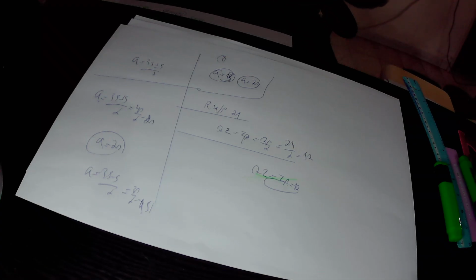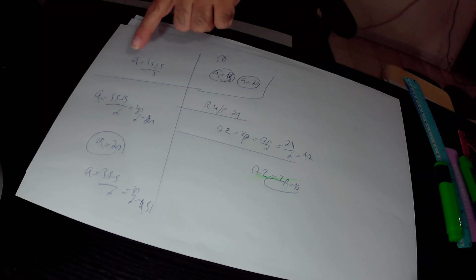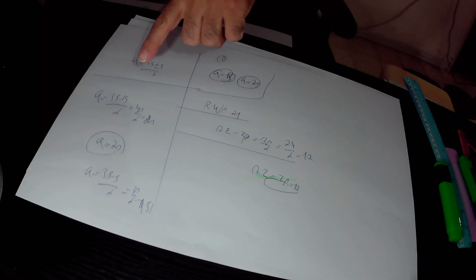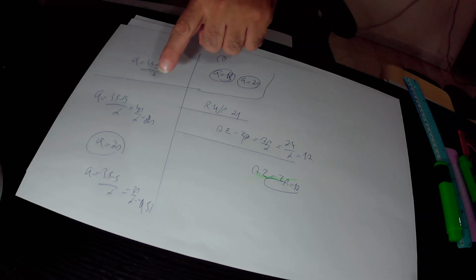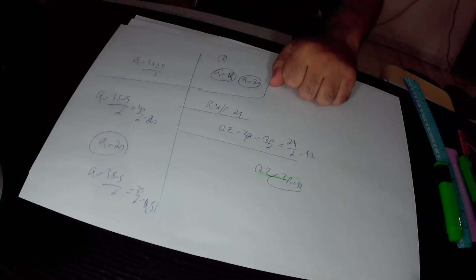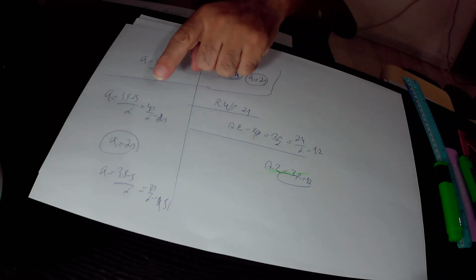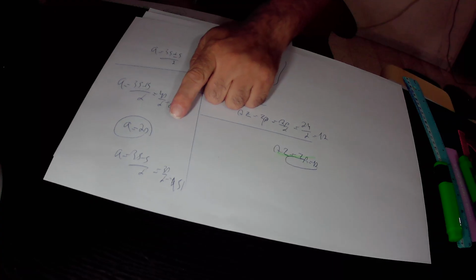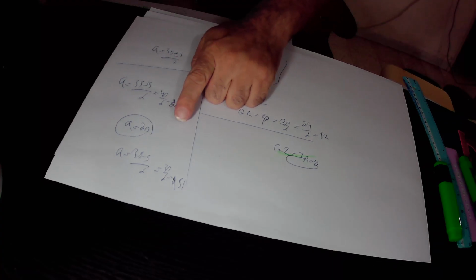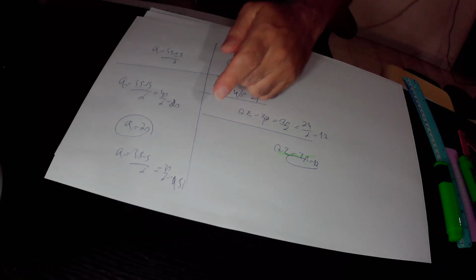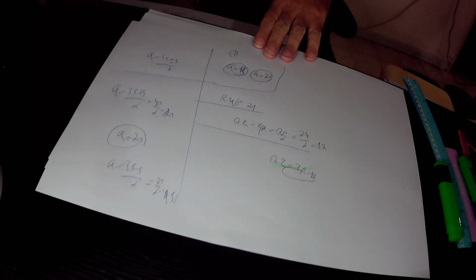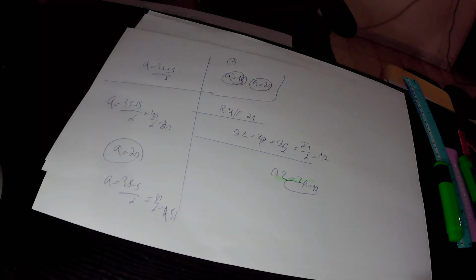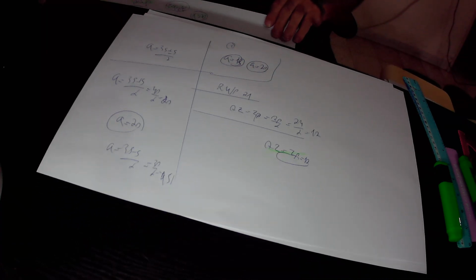So here we have two possible solutions for a. The first solution is that a equals 35 plus 5, over 2. 35 plus 5 is 40, and 40 over 2 is 20. So the first solution for a is 20, while the second solution is that a equals 35 minus 5, over 2. 35 minus 5 is 30, and 30 over 2 is 15. So the second solution for a is 15, and the first solution for a is 20. So here we did a construction.